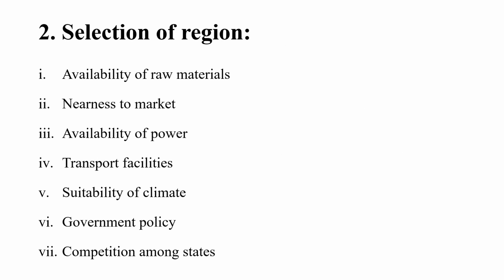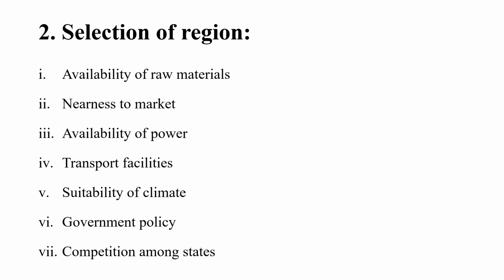Now we are going to see the second step, that is selection of the region. Let us see what things we have to consider in the selection of the region. The first one is availability of raw materials. In a manufacturing unit, we convert raw materials into finished products, so it is essential that the plant should be located in a place where the supply of raw materials is available. What are the advantages when we are located in a place where raw materials are available? There are three advantages. The first one is that we can reduce the cost of transportation, and there will be a regular supply of materials.